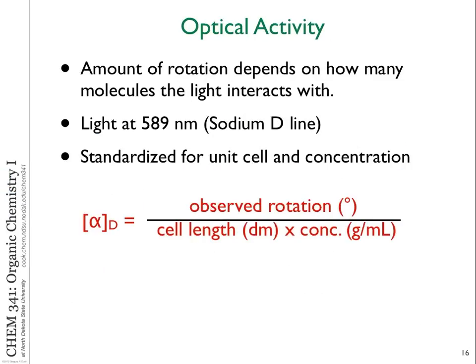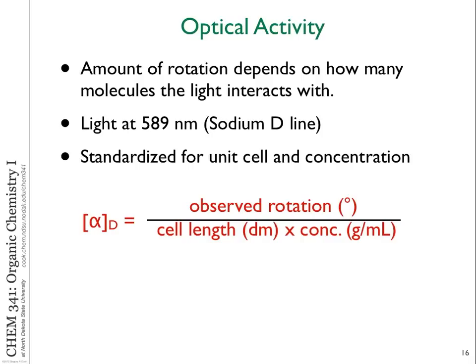That rotation of plane polarized light, we have to somehow standardize this, because what that property actually is, as the light passes through a solution, each molecule it interacts with rotates that light just a little bit more. So as it goes through, how far it rotates after it comes out depends on how many molecules it hits. And so what we've done is we've standardized this. We refer to this as the optical activity of chiral molecules. It's a specific property of a molecule.